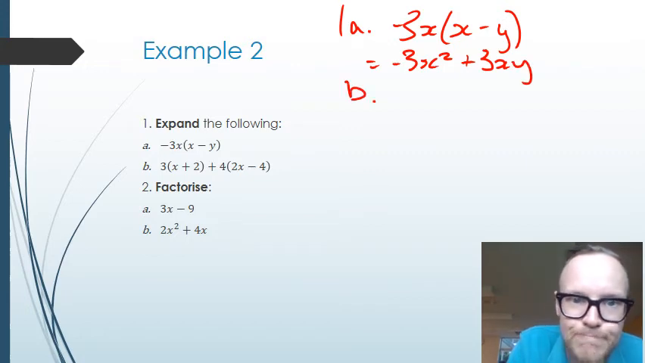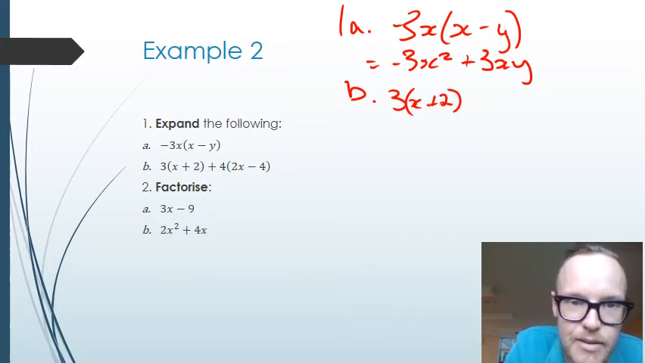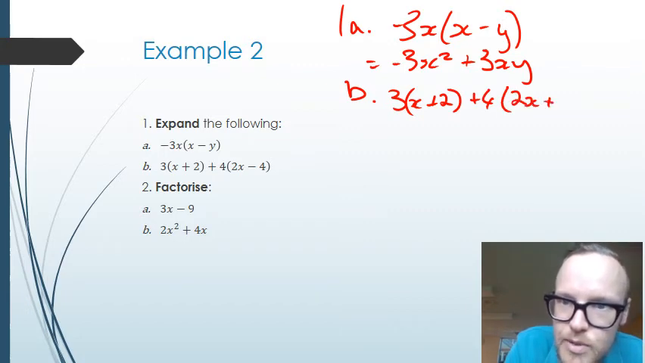For b, we're not asked to collect like terms here, but I think we're going to definitely need to do that. We've got 3x plus 2 plus 4, 2x minus 4. That's going to be a minus there.